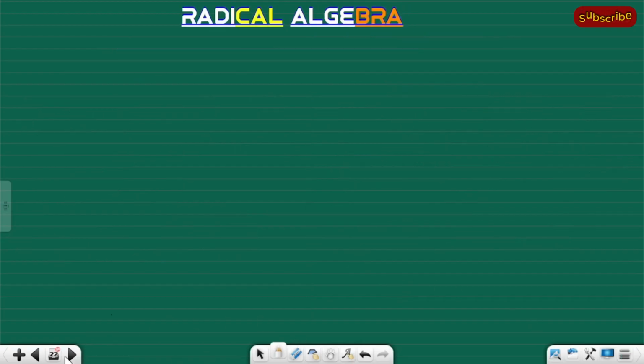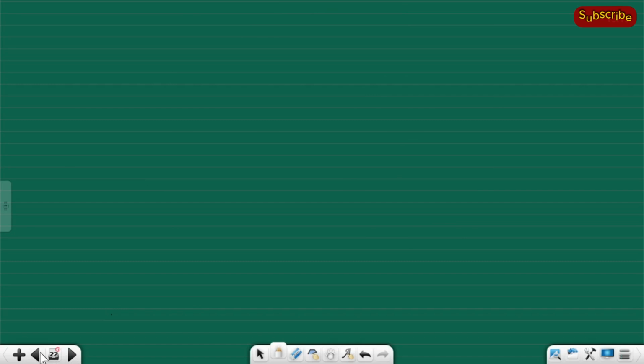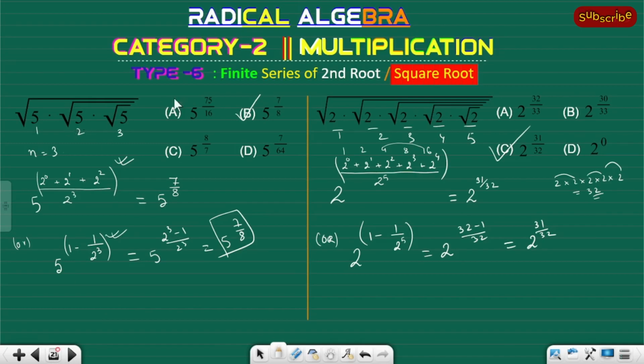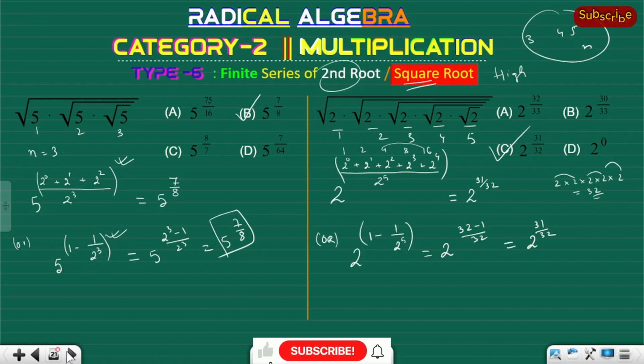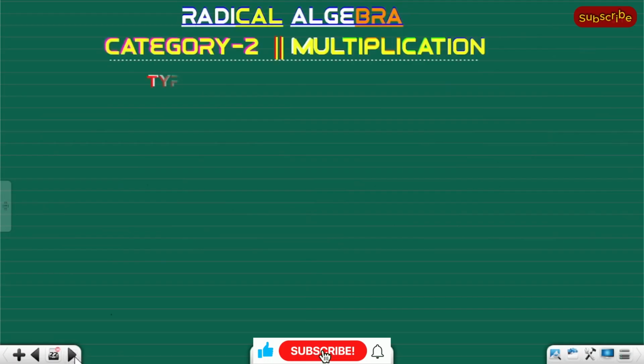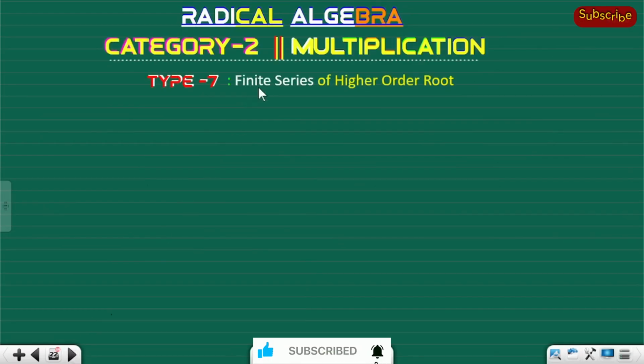Same type of question but higher order. Here it is a square root, right? So the next step would be higher order, not 2. It may be 3, 4, 5 or n. Here, instead of the square root, it will be 3, 4, 5. Let's see. Finite series of higher order.